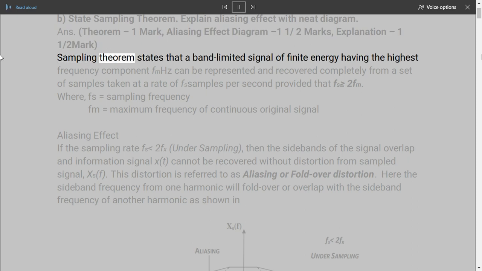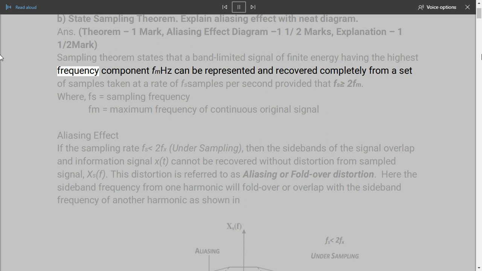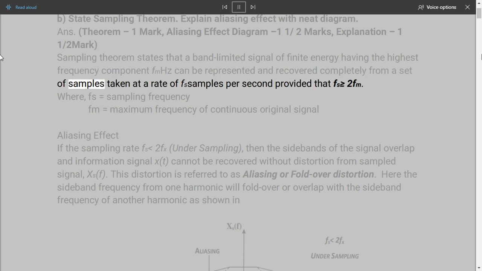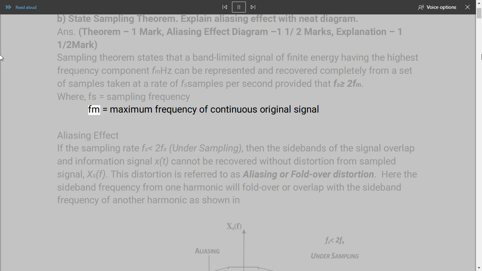Sampling theorem states that a band-limited signal of finite energy having the highest frequency component fm Hz can be represented and recovered completely from a set of samples taken at a rate of fs samples per second, provided that fs is greater than or equal to 2fm. Where fs equals sampling frequency, fm equals maximum frequency of the continuous original signal.